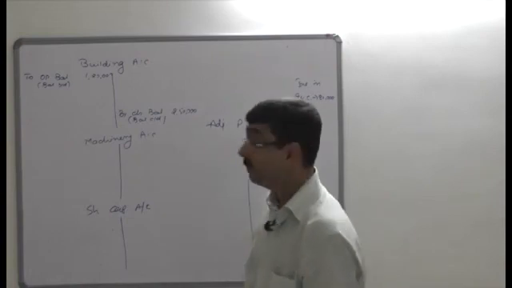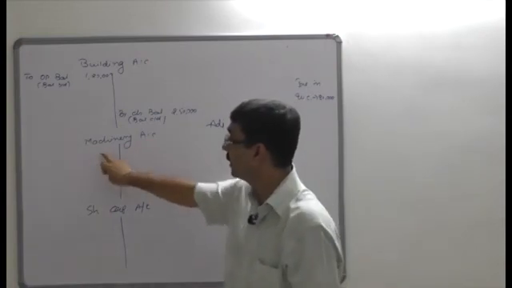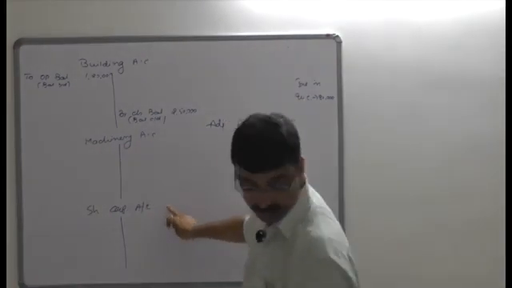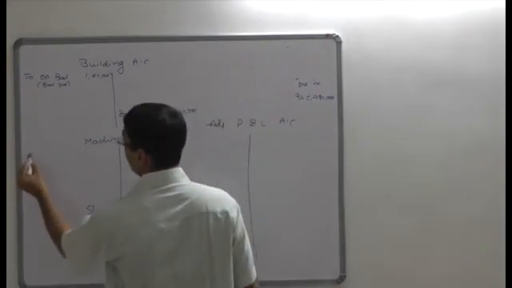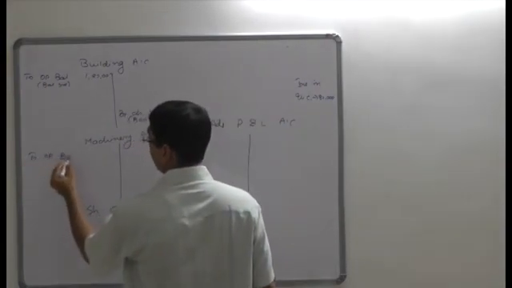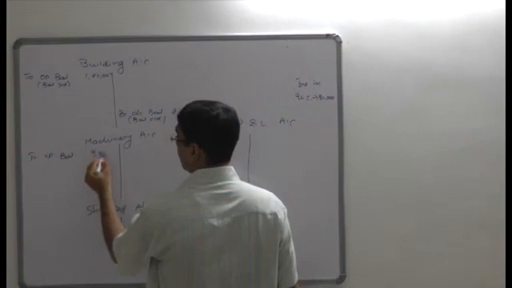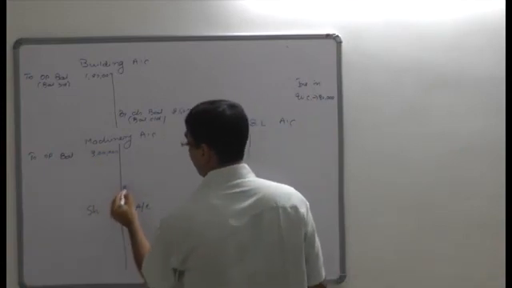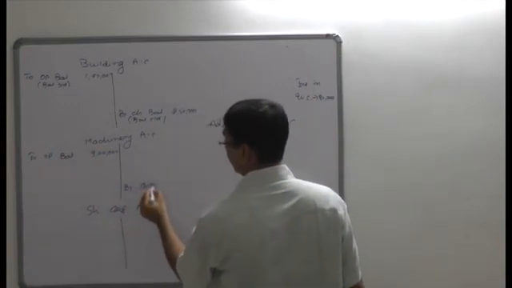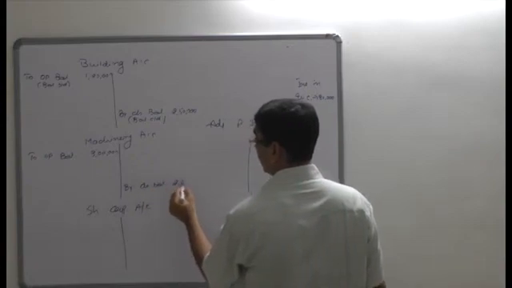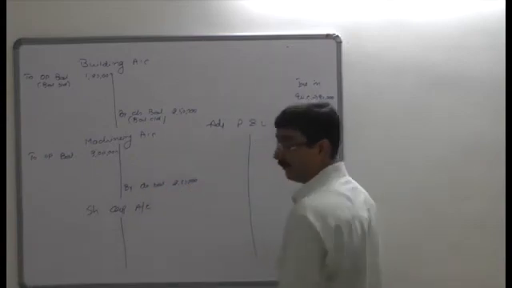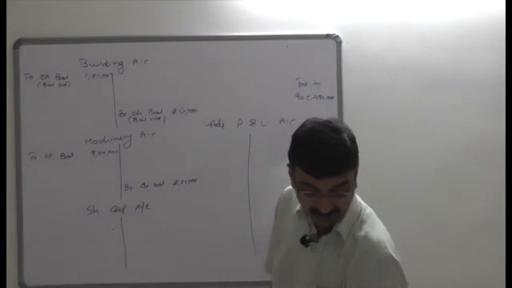Then machinery is also an asset, so opening is here, closing would be here, and the values are 3 lakh and 2,60,000. So the opening balance is 3 lakh rupees for machinery here, and the closing balance is 2,60,000 rupees here. The next is share capital.